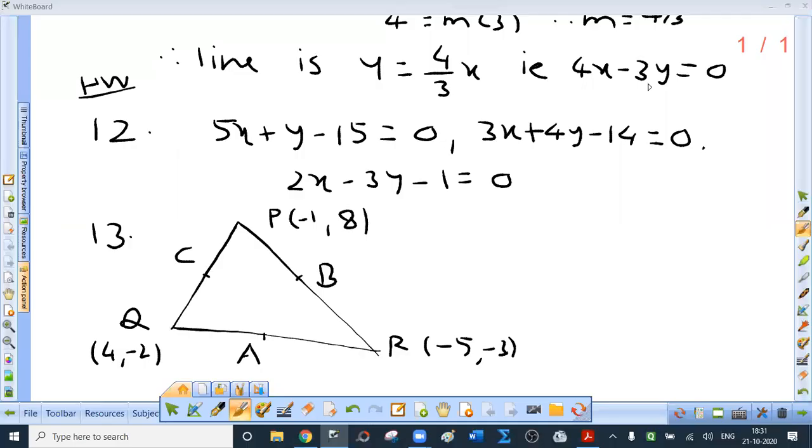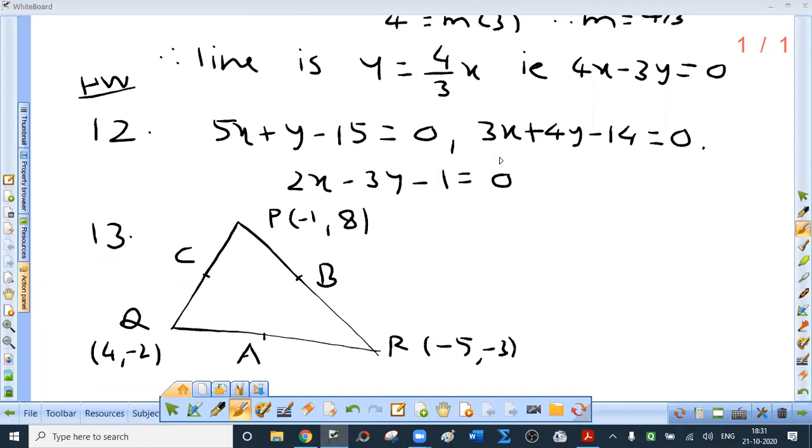Sum number 12 is for homework because we'll be solving a similar sum afterwards. In fact, that is sum number 14. Sum number 12 is: find equations of altitudes of the triangle whose vertices are (2, 5), (6, -1), (-4, -3). Now altitude is the perpendicular drawn from a vertex to the opposite side. So find out the slope of the opposite side. If it is m, the slope of the required altitude is -1/m. Now the point through which it is drawn is known, so you can get the equation. So these are the answers for the three altitudes.